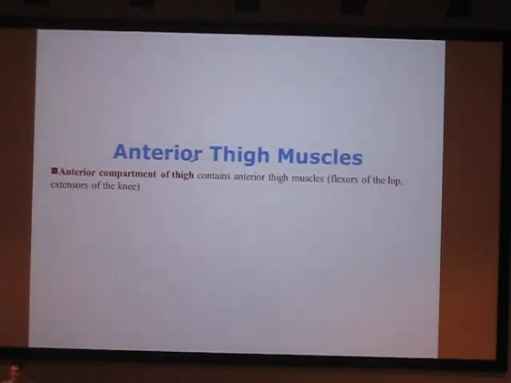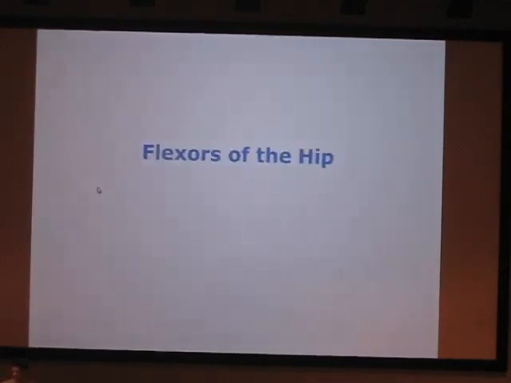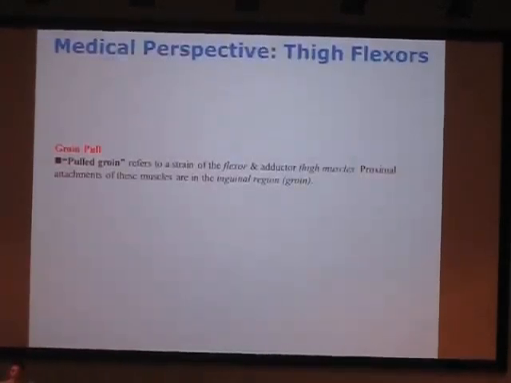So let's look at the anterior thigh muscles, which contain the flexors of the hip and the extensors of the knee. You'll get an appreciation for what flexion of the hip means, and extension of the knee, when we look at the actual muscles themselves. So these are flexors of the hip, and we're going to look at the origins and insertions.